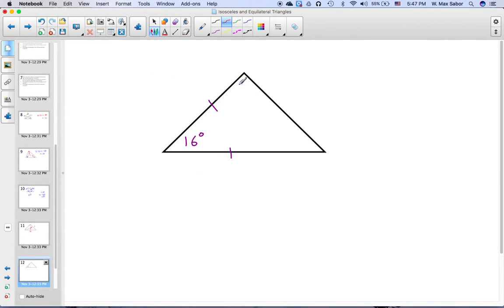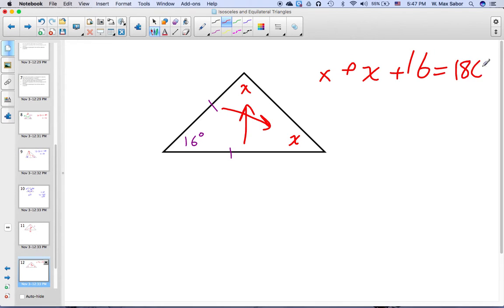This is 16, because those sides are congruent, then those angles are congruent, so then we call that x and x. So x plus x plus 16 equals 180. So 2x equals 164, and x equals 82. So this is 82, and that's 82. We don't know anything about the sides except for these two are the same.